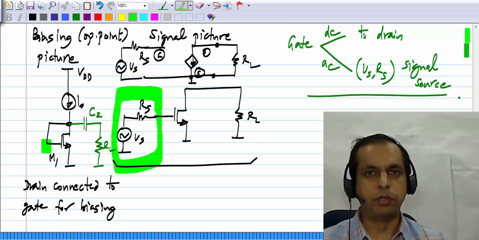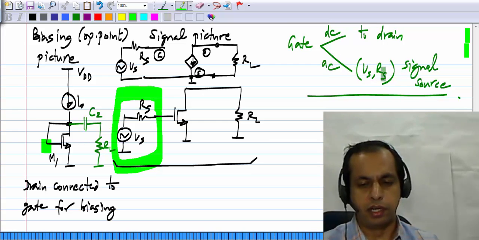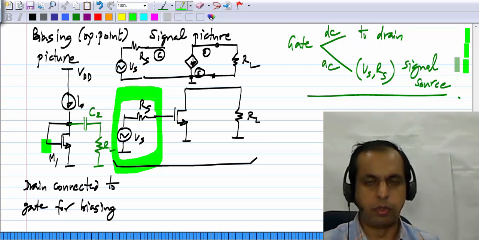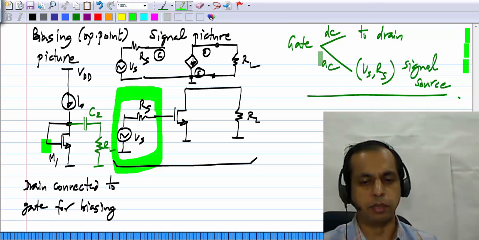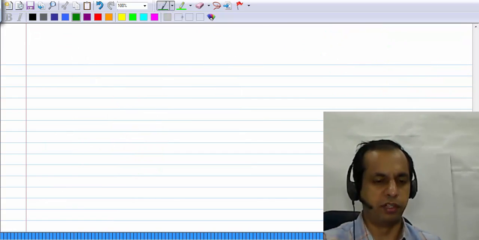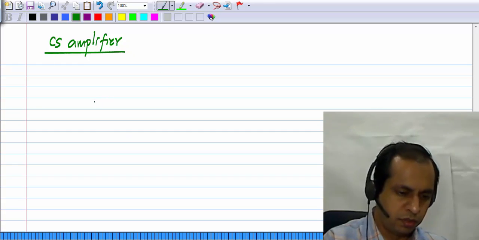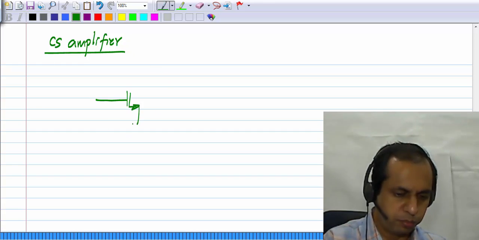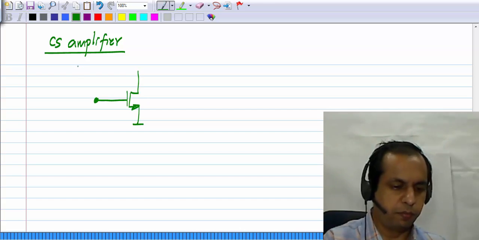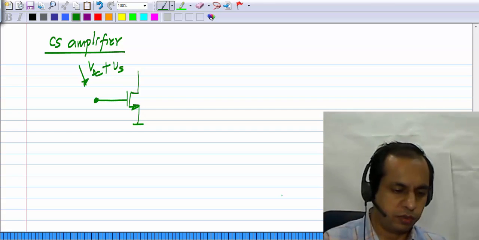This is again something that we know. We know how to add a certain DC to a certain AC signal source. That is, we want a terminal to be connected to terminal A for DC and terminal B for AC. We know how to do that. This is exactly what we did earlier also, right? In case of the common source amplifier, if you recall, the gate, I won't show the complete picture on the drain side, but the gate we had to get VDC plus Vs. So what did we do?